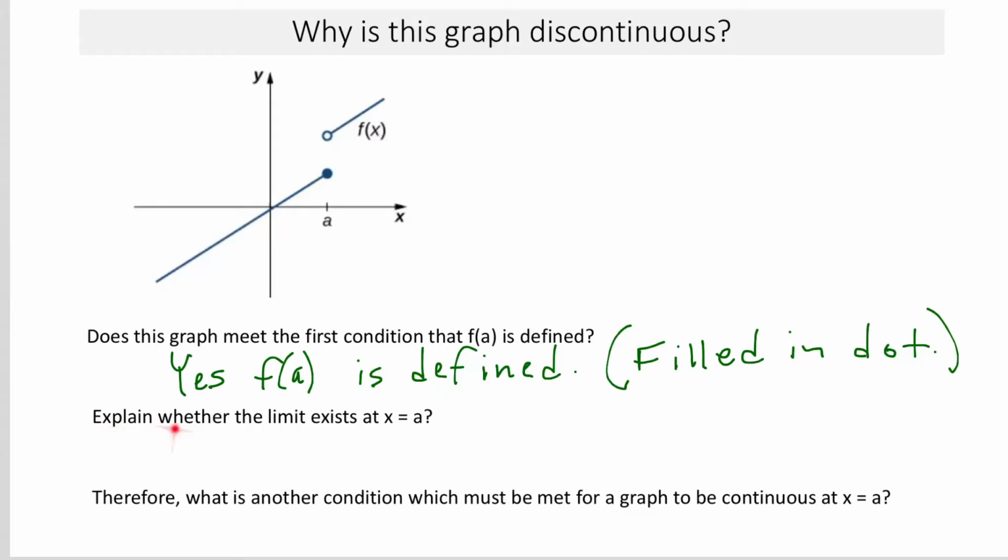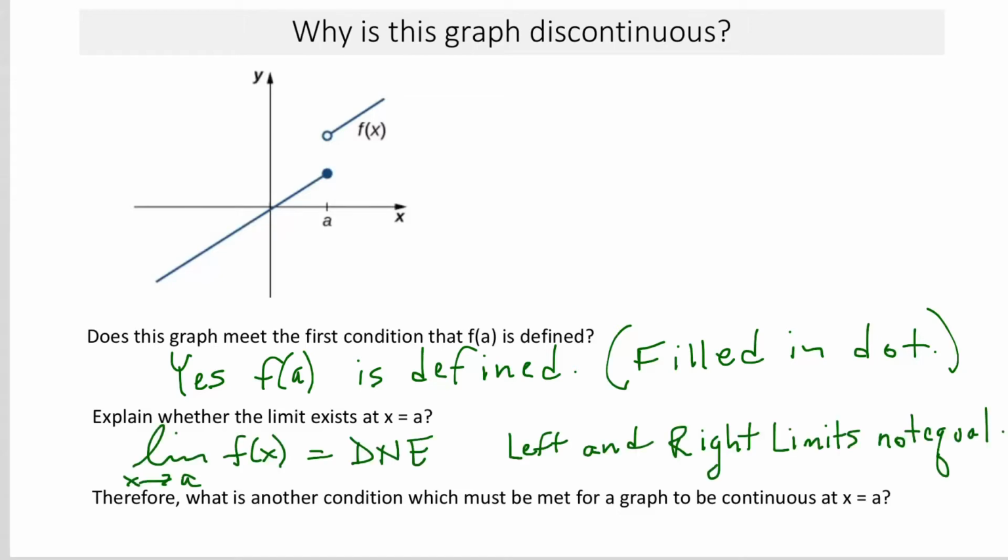Next question, explain whether the limit exists at x is equal to a. So remember, in order for the limit to exist, the limit from the left and the limit from the right must approach the same y value. As you can see, the left-hand limit and the right-hand limit are not the same y value. So that means the limit at x is equal to a does not exist. So the limit as x approaches a of the function f of x does not exist. That is because the left and the right-hand limits are not equal.